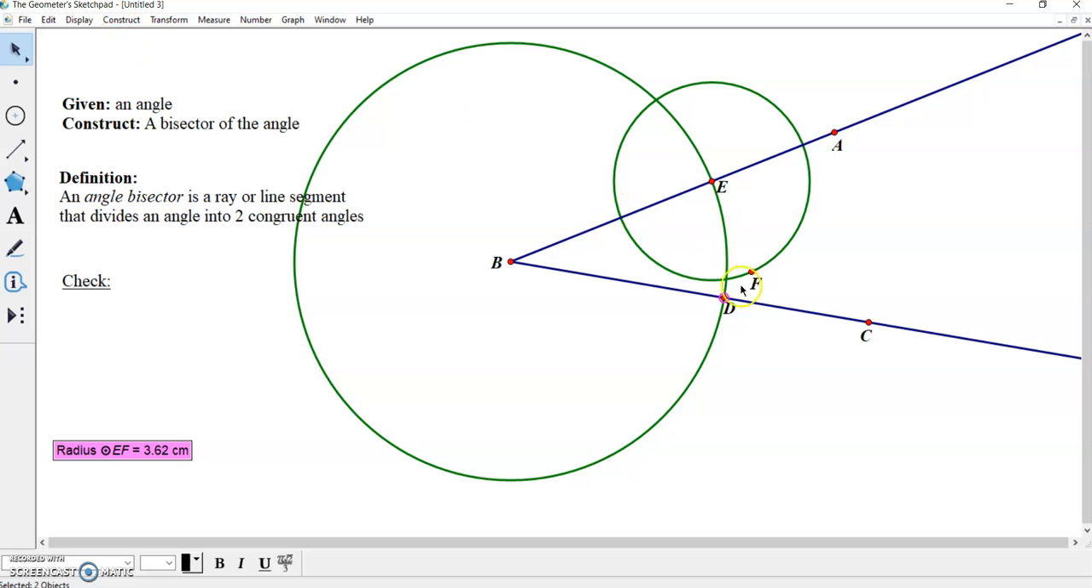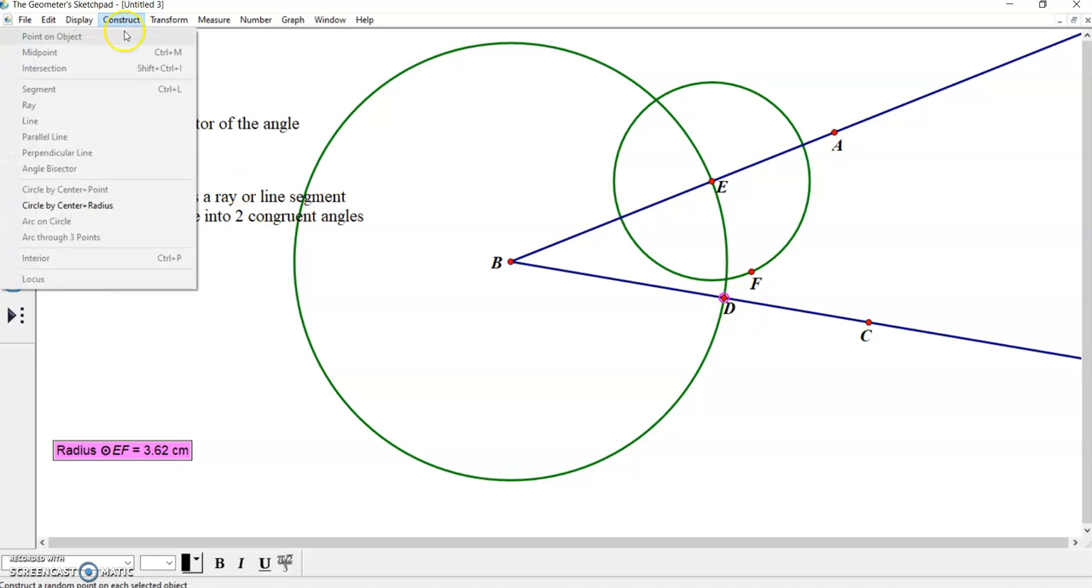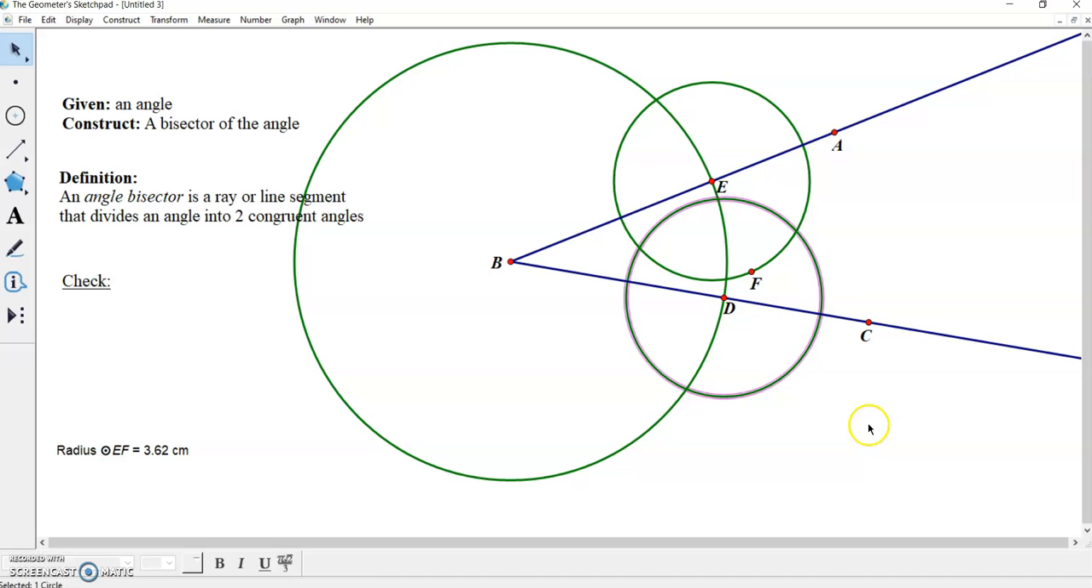Well, now I want to construct a circle centered at D with this radius. So then I have those both highlighted, and again I know they're highlighted because they are that purple color. Now I come up to Construct, and I want to construct a circle using the center I specified, which is center D, and this radius I specified, which is the same as my other circle. By clicking that, it constructs an equivalent circle to the one centered at E.